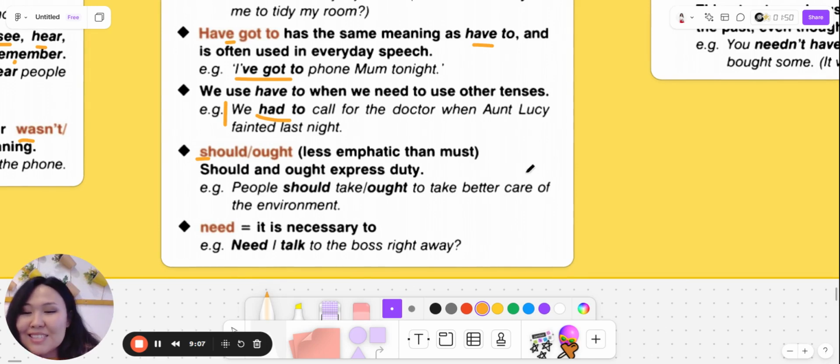So they are less emphatic than must. Like, should and ought express duty. People should take better care of the environment. So it's like duty, something elevated. People ought to take better care of the environment. Also, should is used for advice. Yeah, we remember it. For advice, not advices, advice.